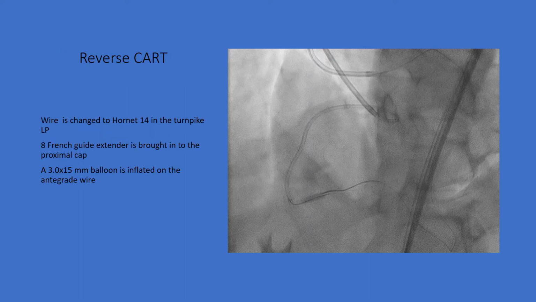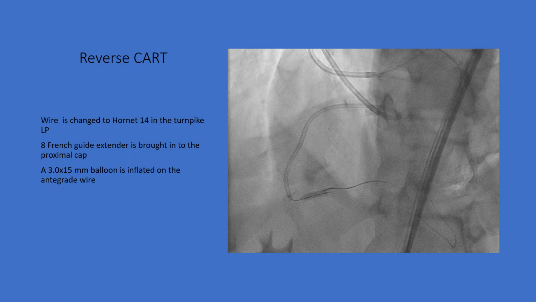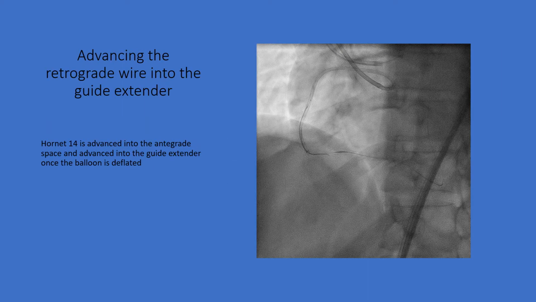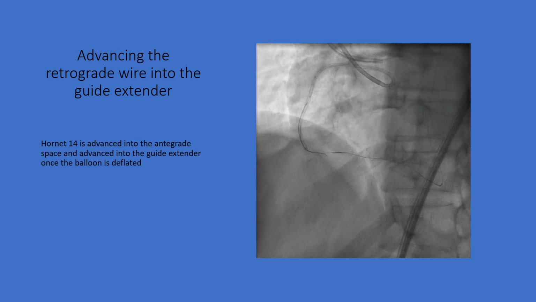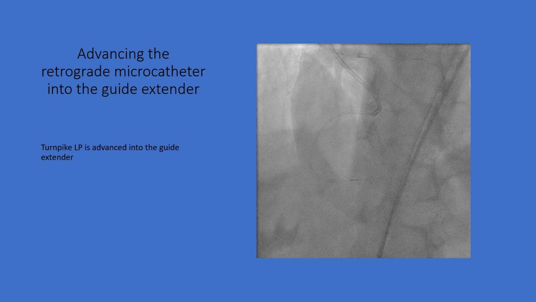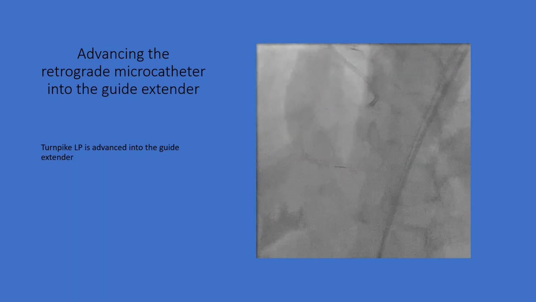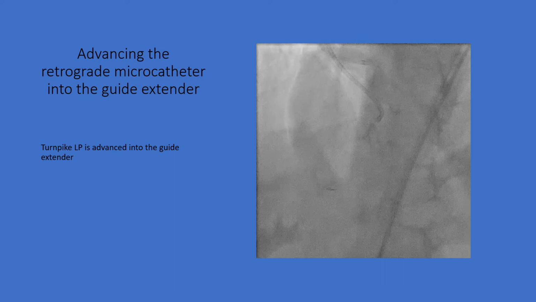Reverse CART is being performed with a 3.5 by 50 mm balloon, with the retrograde wire being switched from Pilot 200 to a Hornet 14 in order to penetrate the antegrade space once the reverse CART is performed. Reverse CART has been performed and the retrograde wire, namely the Hornet 14, is advanced into the guide extender. Once the wire is advanced into the guide extender, the microcatheter is advanced over the wire into the guide extender and the wire is exchanged to a long wire, namely an R350 in this case.